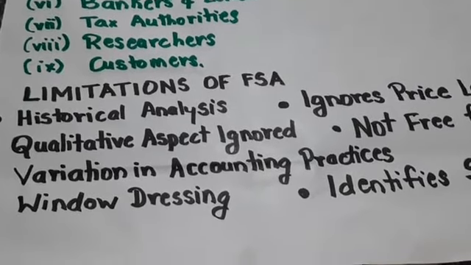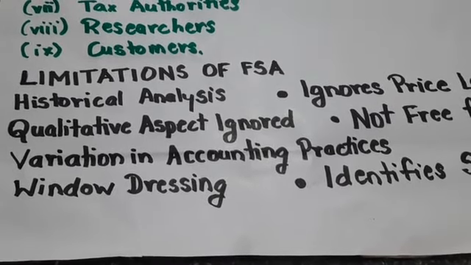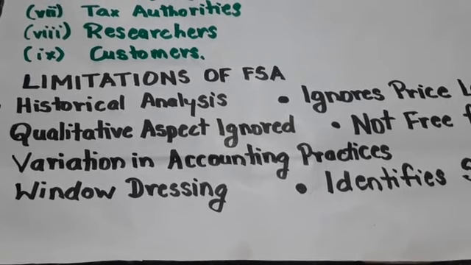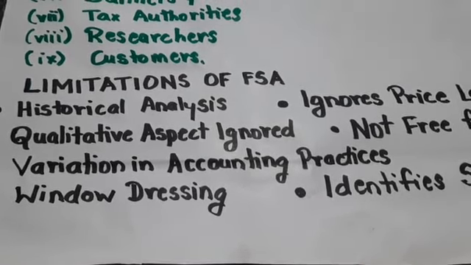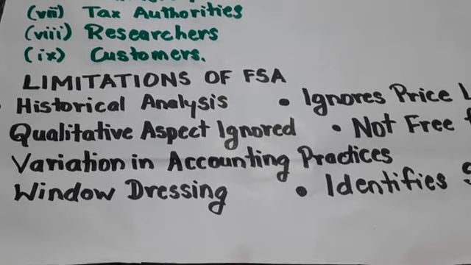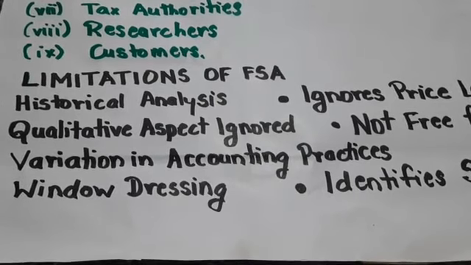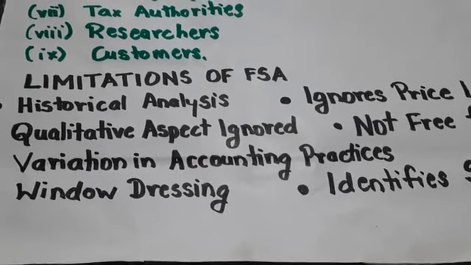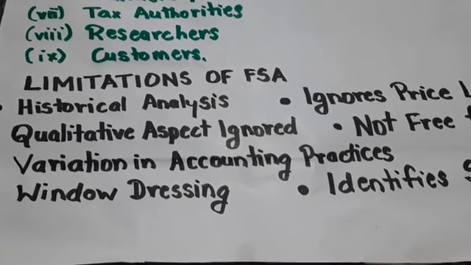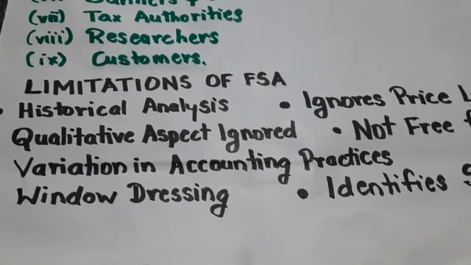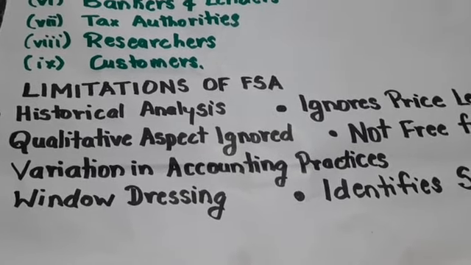Next one is variation in accounting practice. Depreciation has two methods, that is the written down value method and the straight line method. When we calculate the profit from both of these methods, they give us different results. So when there is variation in accounting practice, comparison is not possible. So it forms a limitation for financial statement analysis.